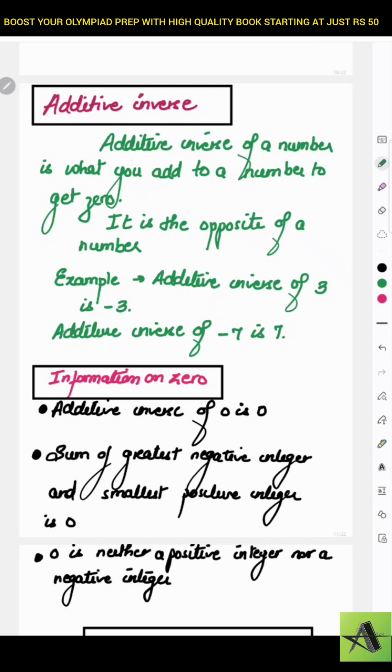Similarly, if the question is what's the additive inverse of negative 7? What should I add to negative 7 to get 0? Obviously it will be the positive 7. Or in short, we can understand it as the opposite of a number. That means whatever the number is, we have to reverse its sign. So additive inverse of 3 will be negative 3. Additive inverse of negative 3 will be 3.